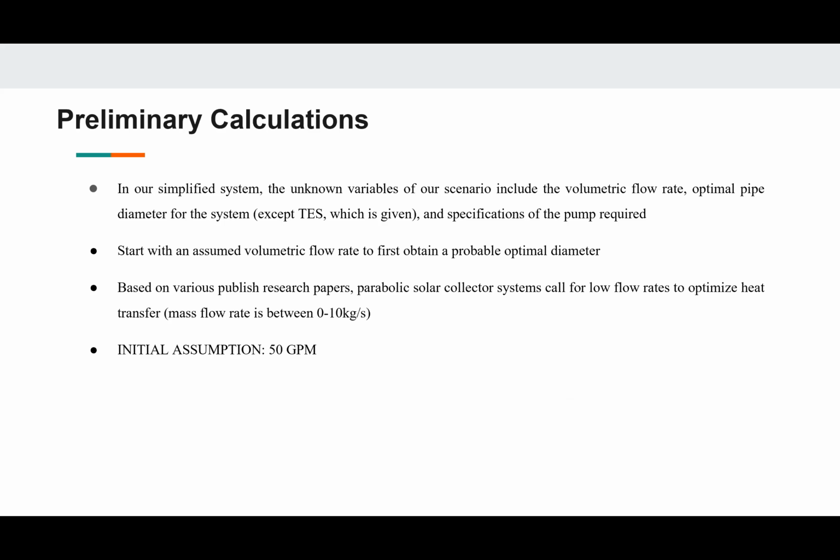However, such a complex mathematical model calls for the use of computational modeling software such as EES. Therefore, under our simplified and narrowed scope of focus, we have decided to start with an assumed volumetric flow rate to first obtain a probable optimal diameter for our piping. Based on various published research papers, parabolic solar collector systems call for low flow rates to optimize heat transfer. Based on what I've read, the mass flow rate is usually between 0 to 10 kilograms per second. So for our initial calcs, we will assume a volumetric flow rate of 50 gallons per minute.